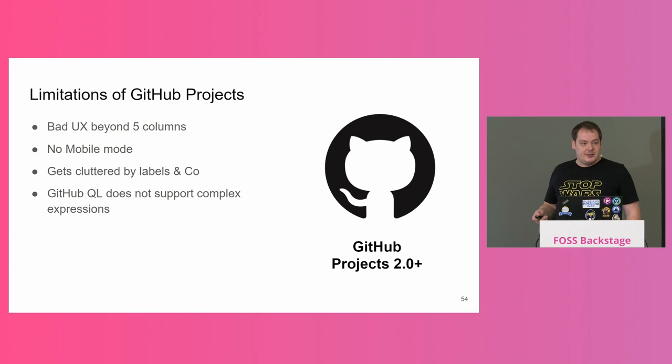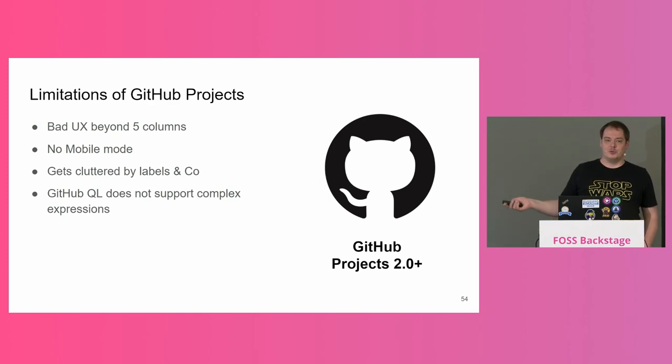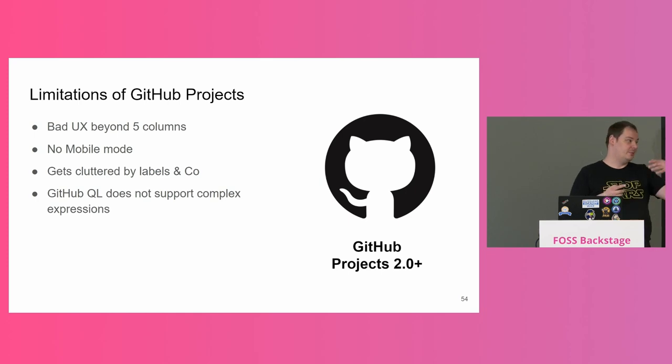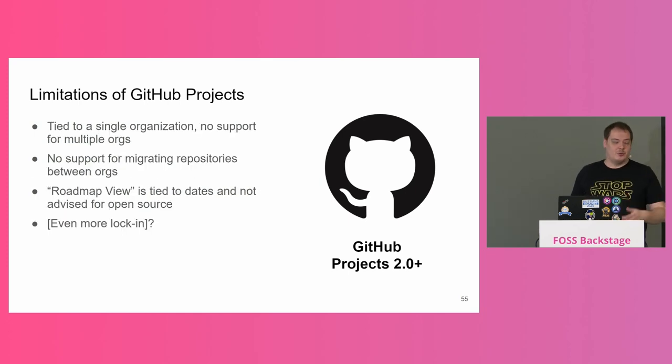Another thing is that GitHub is actually not that great in terms of query language. So if you are used to Jira query language, GitHub isn't going to work for you that way. You are going to hit a lot of limitations as a project manager if you want to query things automatically.